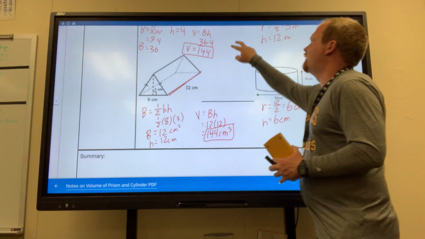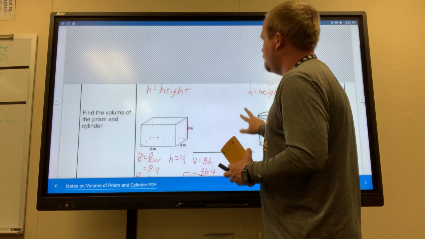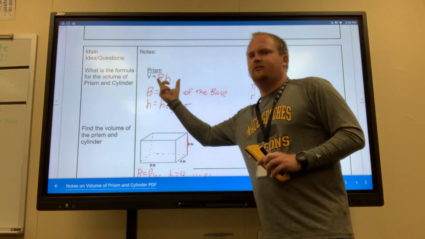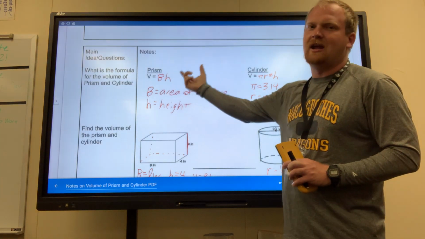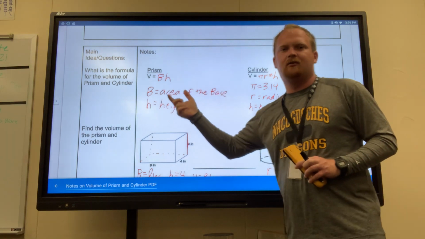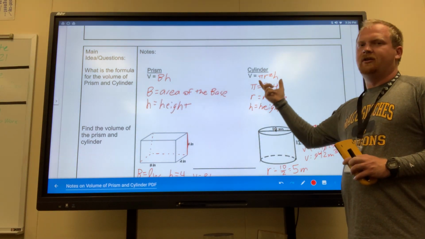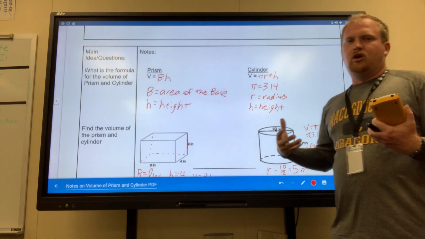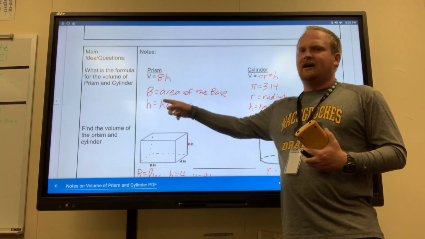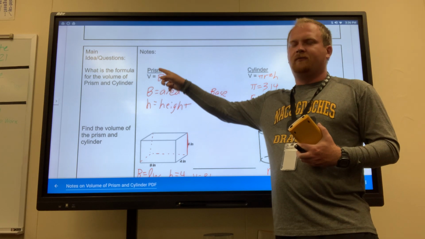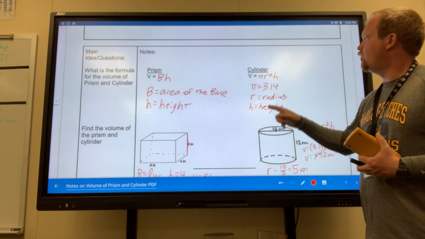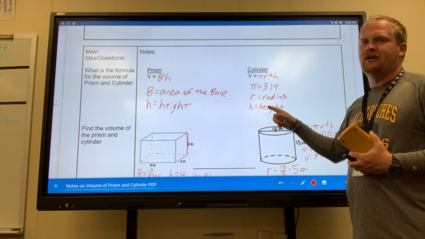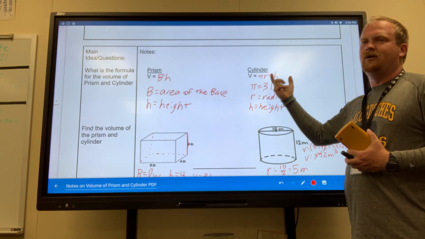So the biggest thing we got to remember is that the volume for a prism is going to be the area of the base times the height, while the volume of the cylinder is pi r squared times h. So as long as we know the area of the base and the height, we can get the volume of the prism. And as long as we know our radius and our height, we can get the volume of the cylinder.